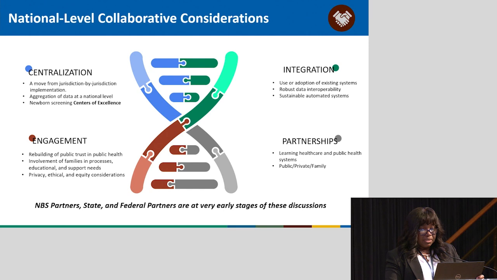The second addresses engagement, specifically rebuilding public trust and considering how to involve families of all lived experiences in these processes while addressing known issues of privacy, ethics, equity. The third is improved integration of existing systems, both within public health and medicine. The implementation of newborn sequencing inherently will require participation of programs that assist families with rare disease, as well as engaging interoperable data systems that allow us to assess our impacts and make improvements when gaps are identified. And finally, we need partnerships that include both public and private entities, and the commitment to a learning public health and healthcare system.